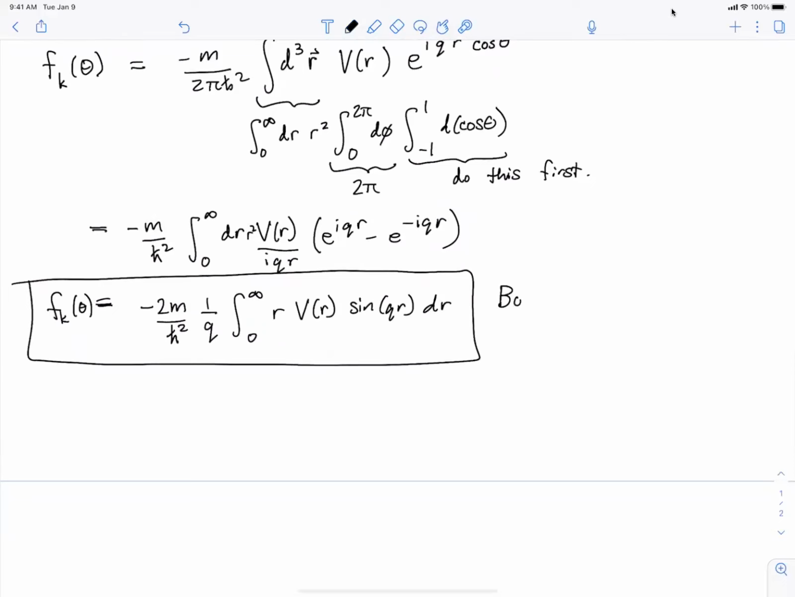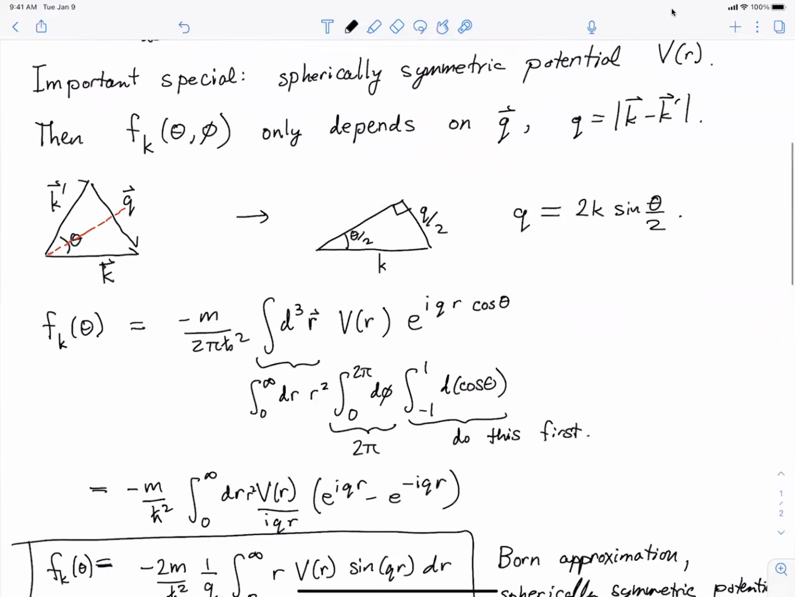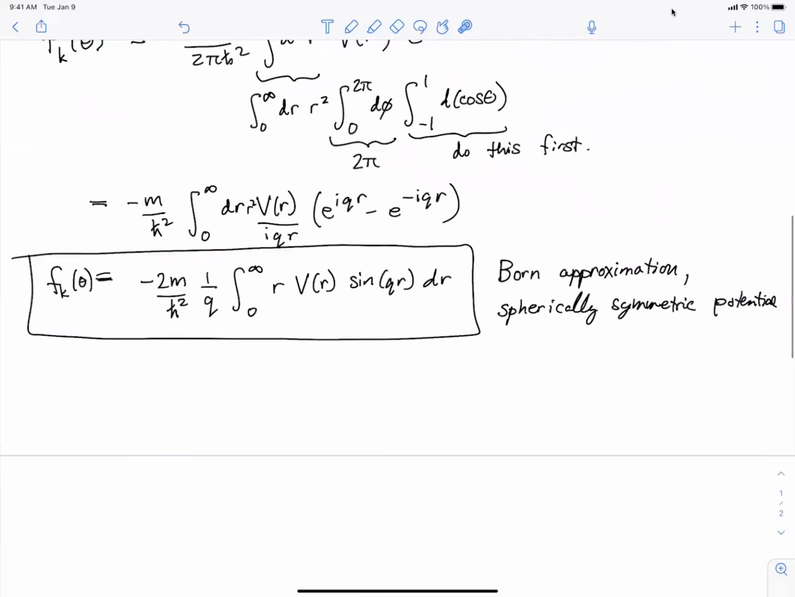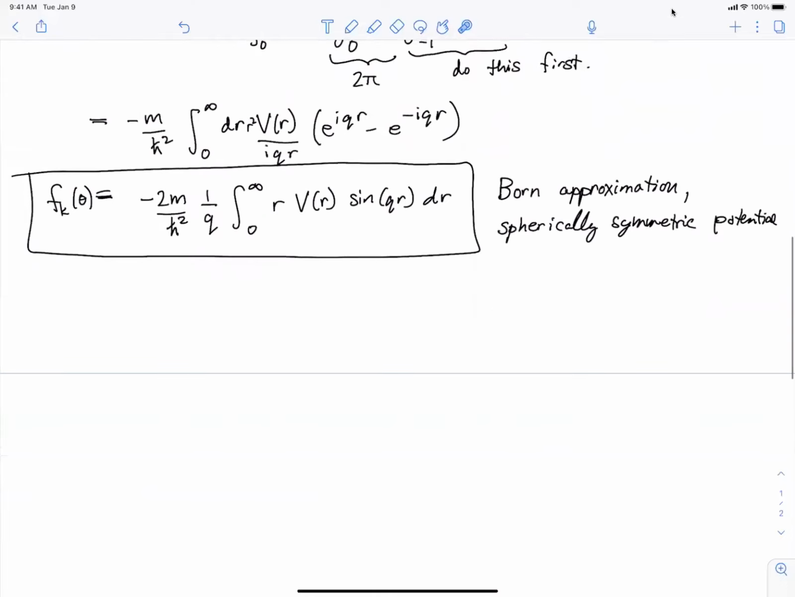And so as a reminder, this is the Born approximation. It's not the exact thing. And it's in the case of a spherically symmetric potential. So if I were to give you a non-spherically symmetric potential, you can't use that formula. You have to go back up to this one, which is unfortunately much uglier. Okay, any questions so far on what we're doing here?